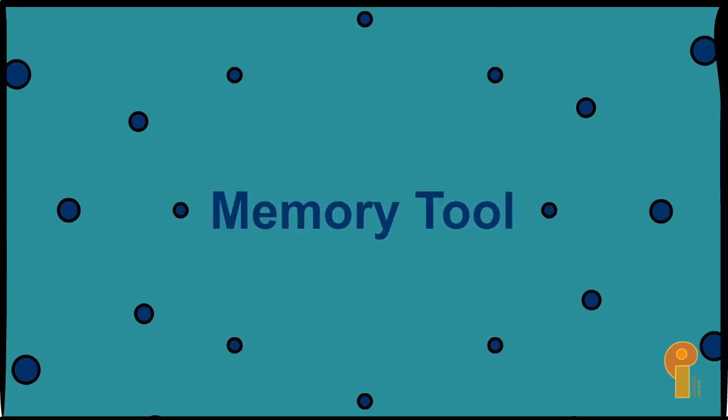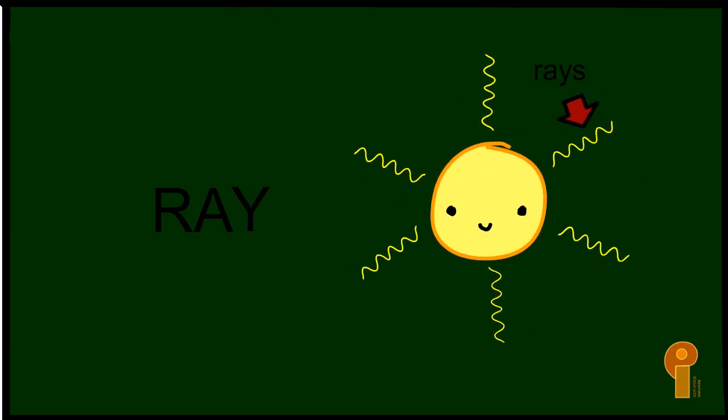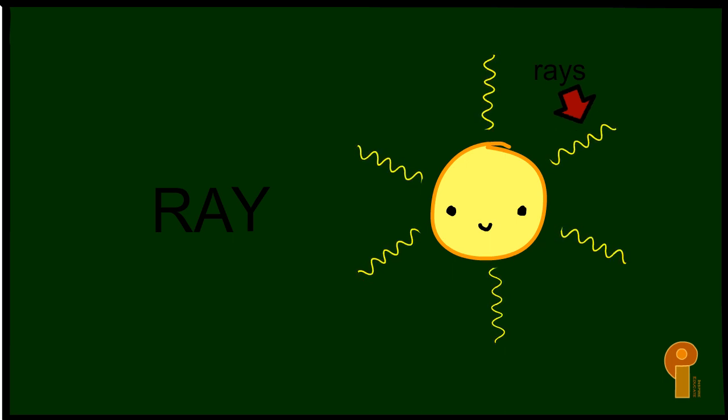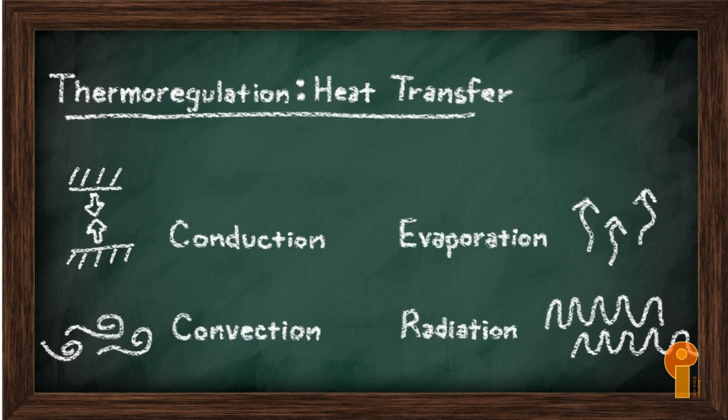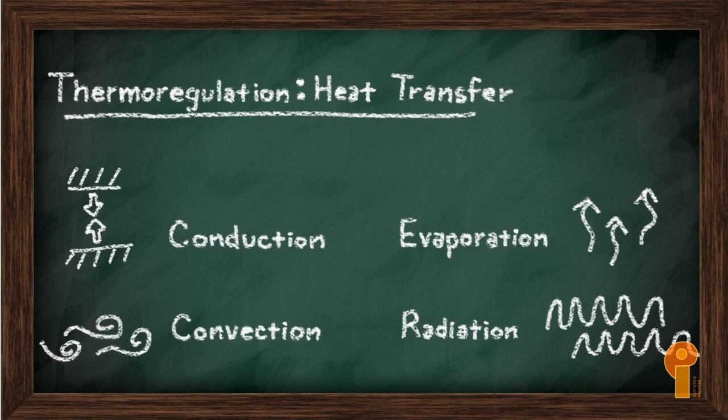Here's a little memory tool. Radiation kinda sounds like ray, just like the rays from the sun. So when you hear radiation, think of heat transfer in the form of these waves. And those are the 4 forms of heat transfer, made easy.